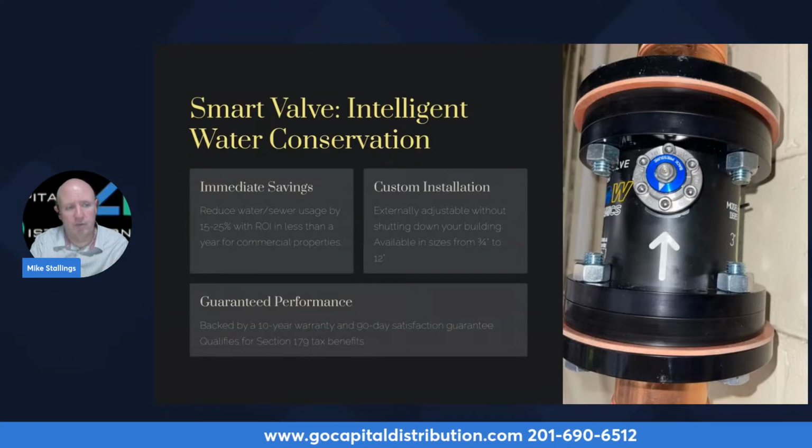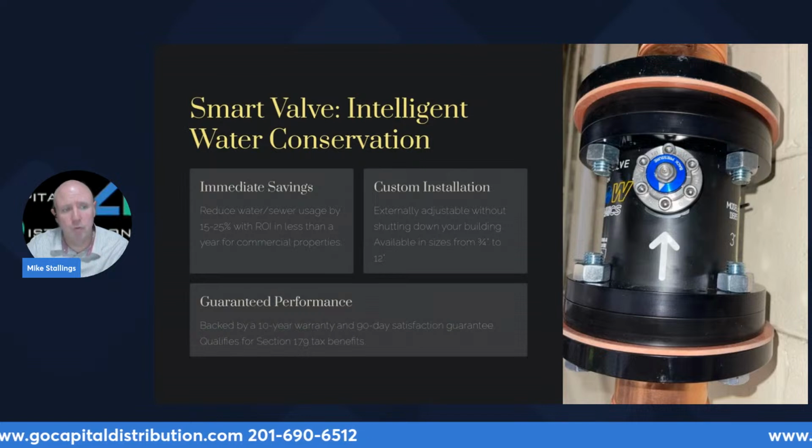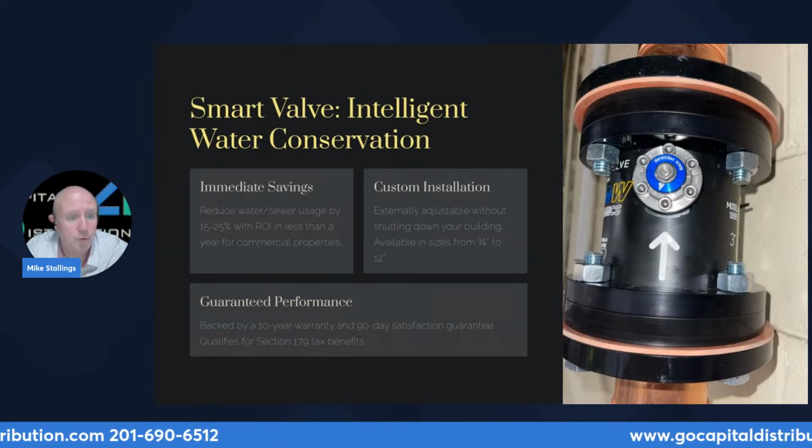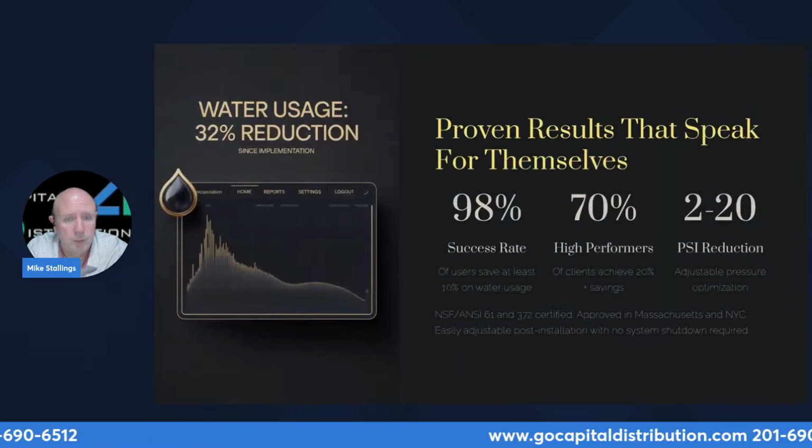If you don't have the Smart Valve in now, that's what's happening on your building. You're actually overpaying for your usage to the tune of somewhere between 15 and 25%.